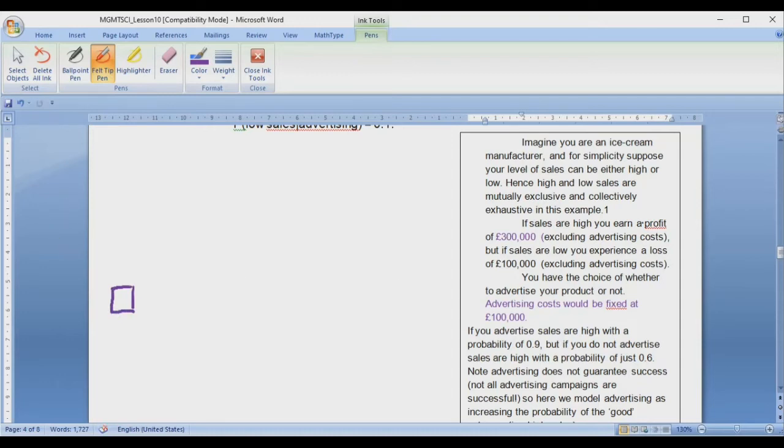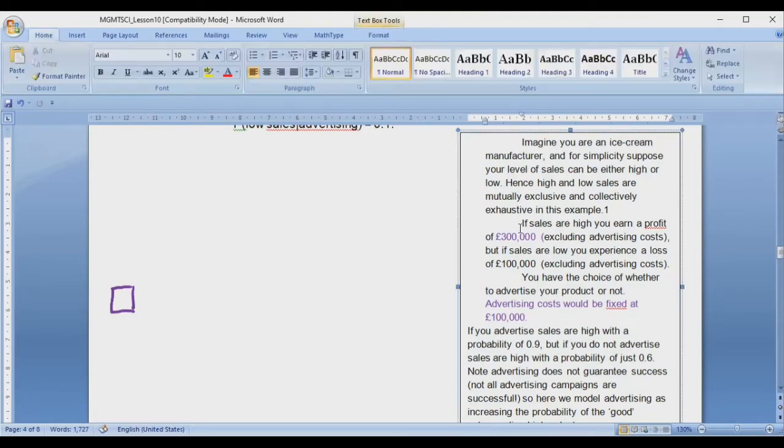Then afterwards, let's read the problem. We have an ice cream manufacturer. The purpose is either to advertise or not to advertise, including also high and low sales. So, we need to analyze this one first.